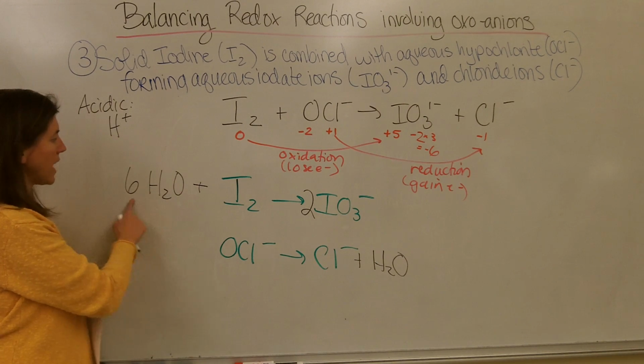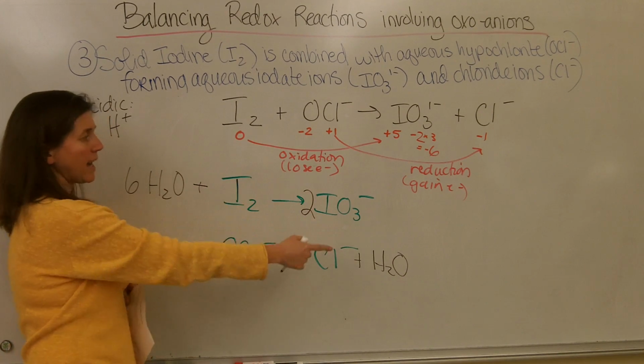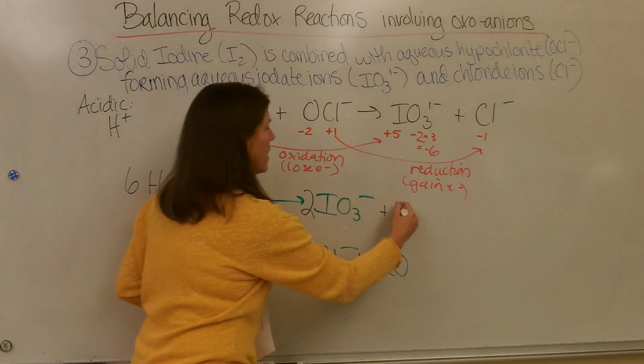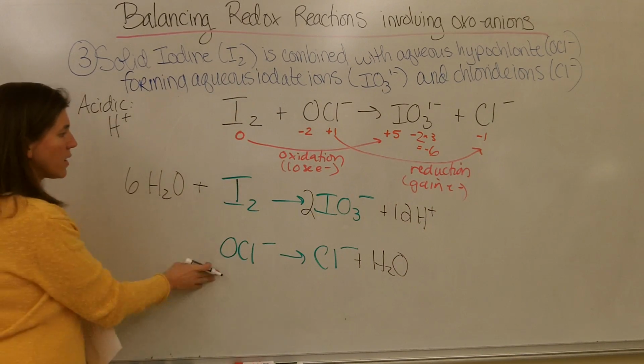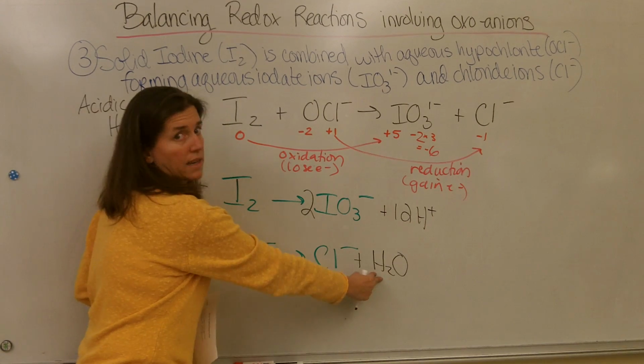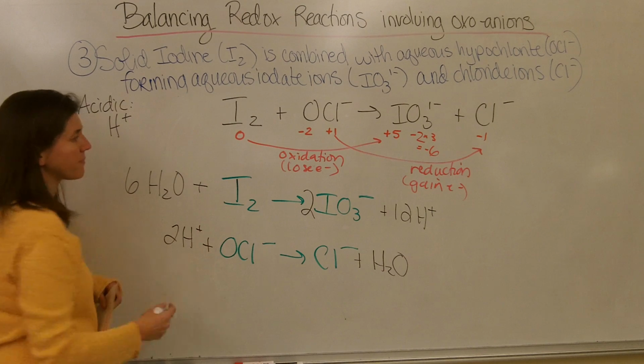So over here on the left, I have 6 times 2, I have 12 hydrogens. So that means on the right, I need to also have 12 hydrogens. So I'm going to put 12 hydrogen ions over here. Down here in this reaction, I've got 2 hydrogens on the right, so I need to have 2 hydrogens on the left. So I'm going to add 2 H plus ions.